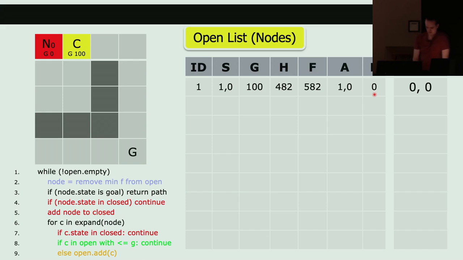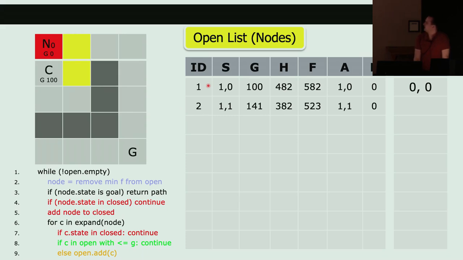All right. Now we look at the next one. And now that I've done a couple of examples, I won't be so verbose with the next ones. Here's the next one. This is not in the closed list, and it's not in the open list. So we add it to the open list, and we calculate all of its properties.